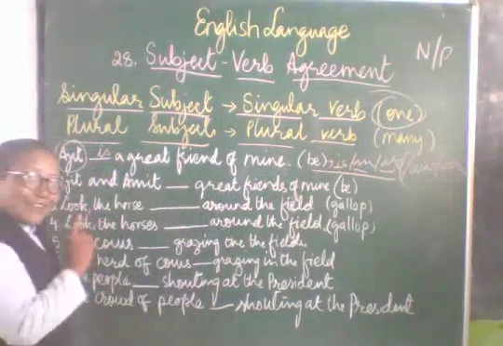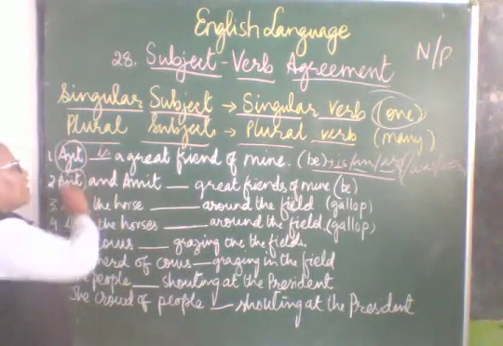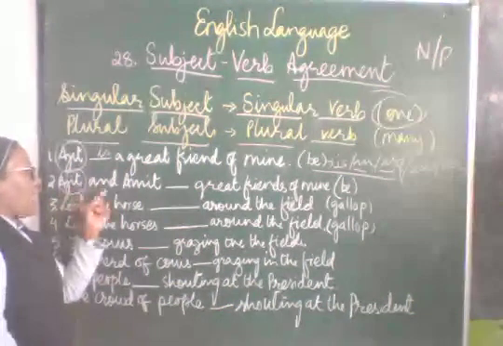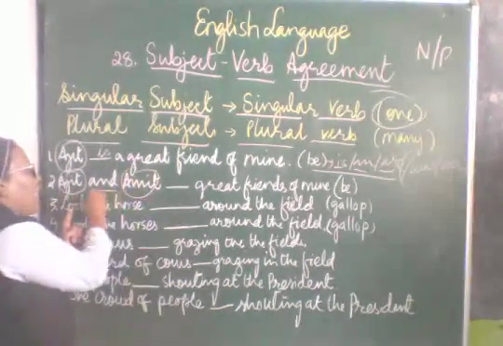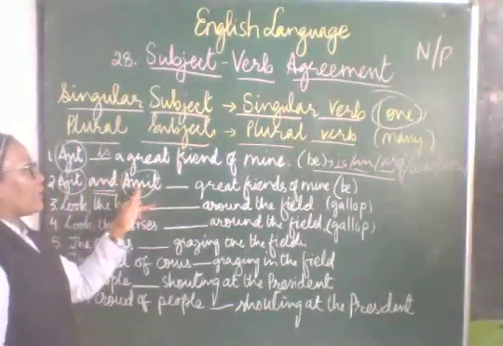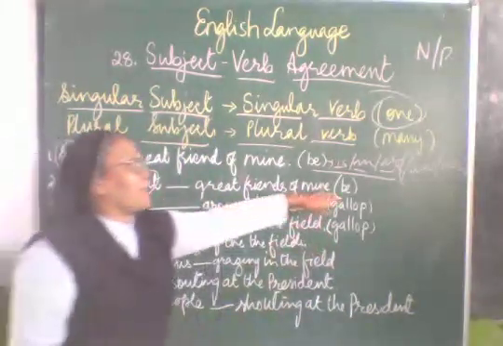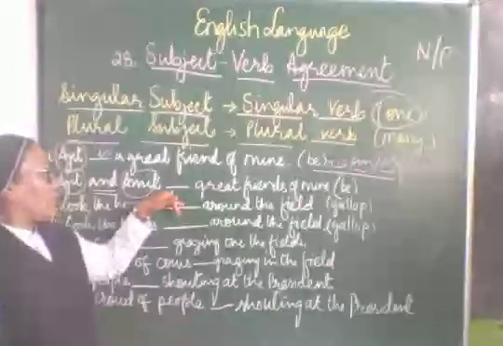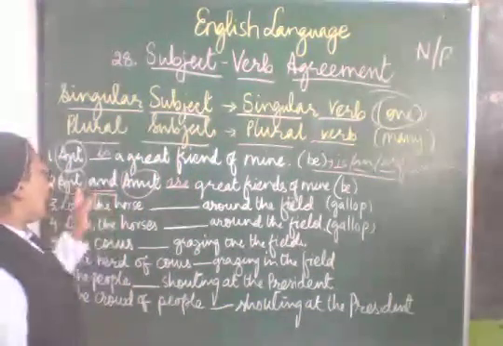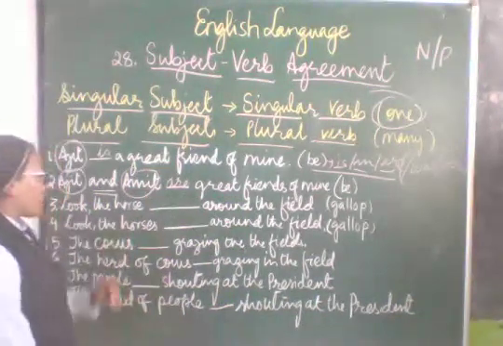Now look at the second sentence. Ajit is coming with friends. Now here, there are going to be two people, Ajit and Amit. So two: Ajit and Amit, great friends of mine. So here, be form of the verb: are. Very good. Ajit and Amit are great friends of mine. That's good.